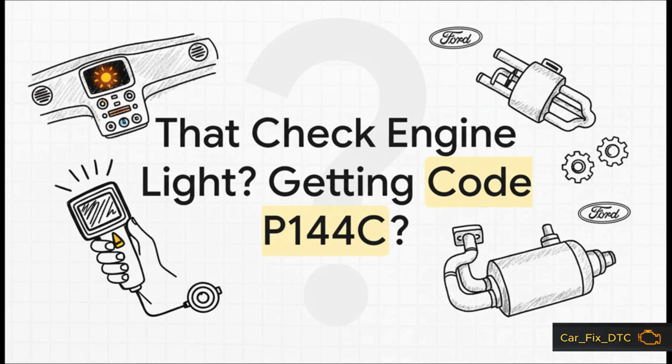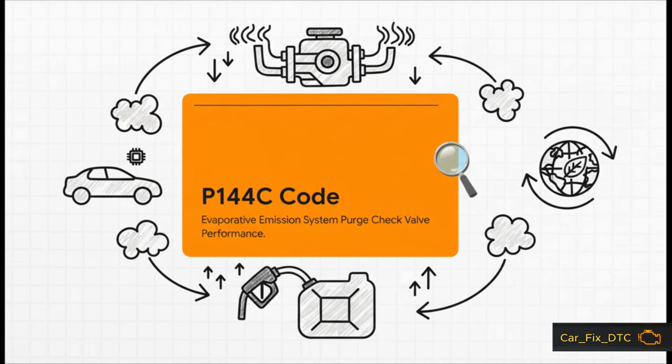Yep, there it is. That light's on, you hook up your scanner, and boom, P144C is staring you right in the face. This code is super common on Fords, and the good news is it points to a very specific system in your car. Okay, the official name sounds super technical, right? Evaporative Emission System Purge Check Valve Performance. But don't let it scare you. All it's really saying is that your car's computer has sniffed out a problem with a system that's supposed to capture and recycle gasoline fumes from your fuel tank.